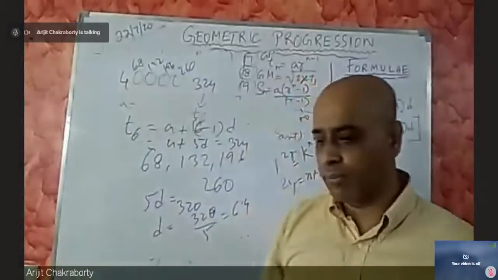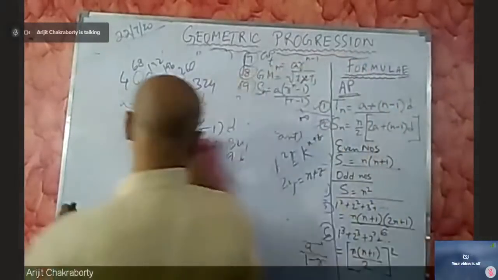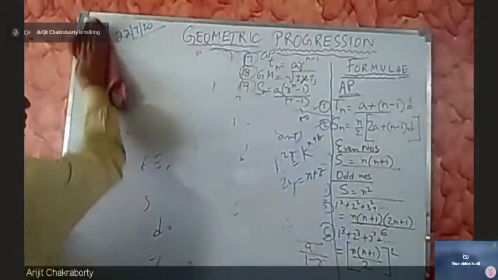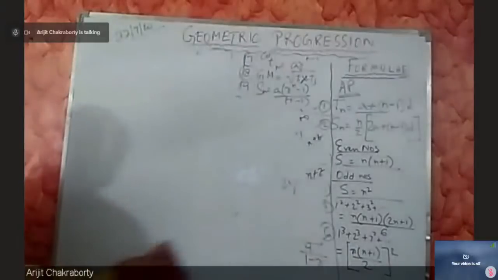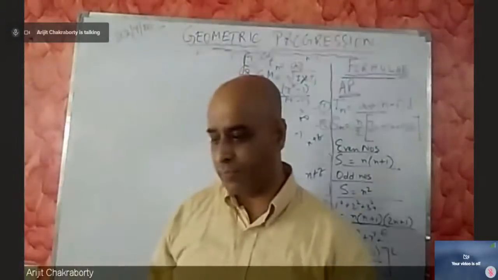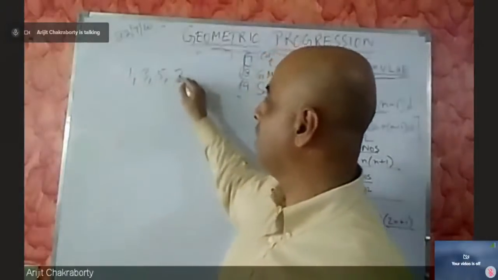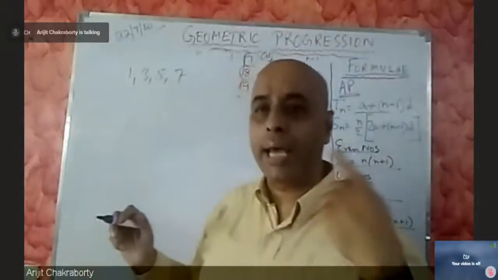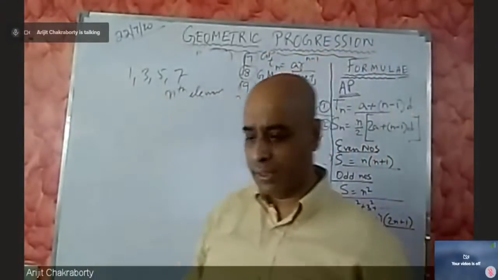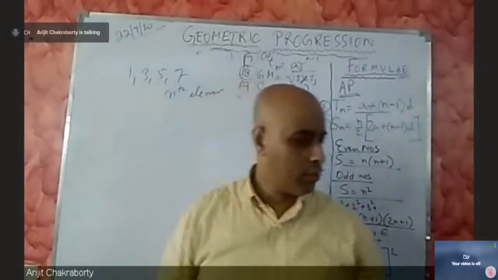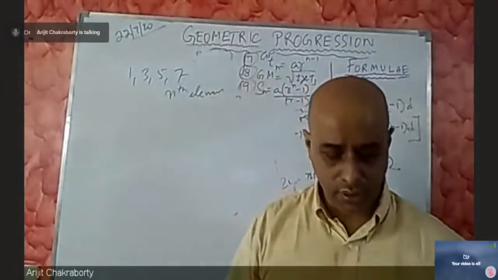Next one is from Navya, exercise 6A number 1. So this is a question which has come from Navya. Sequence is given 1, 3, 5, 7. We have to find out the nth element. Well, Navya, this is easy and I hope you can do it on your own. Just now with the discussion we had today, I think you can do it.